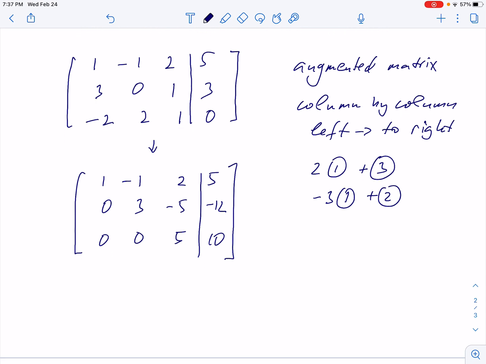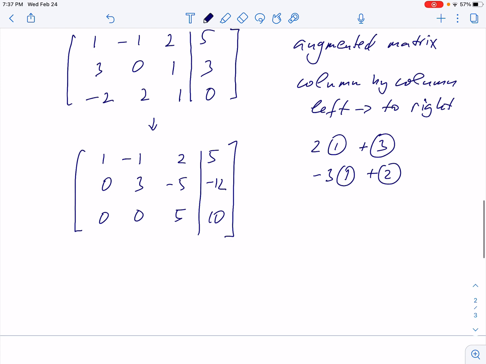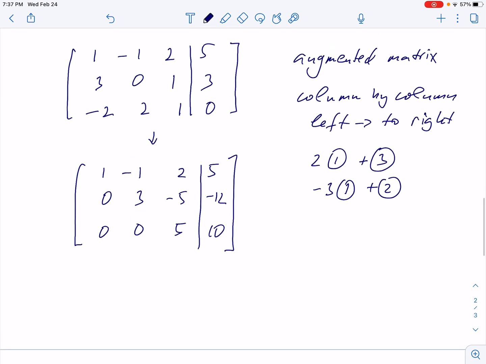The third equation becomes very simple. It will be just 5z equals 10. You can tell immediately that z will be 2. But I'm not solving for z right now. I want to simplify further. The first column is simplified as much as possible. There is just one number on the top left.